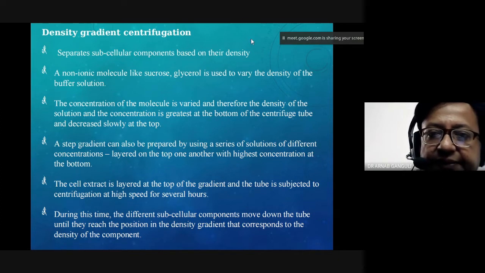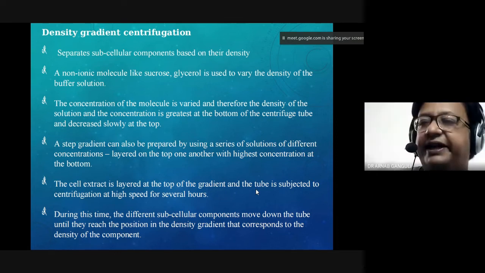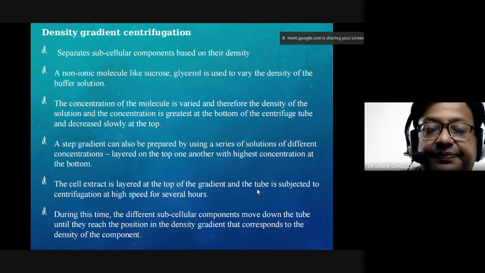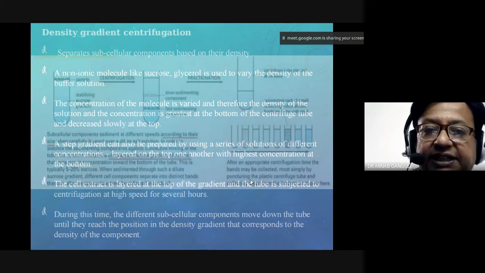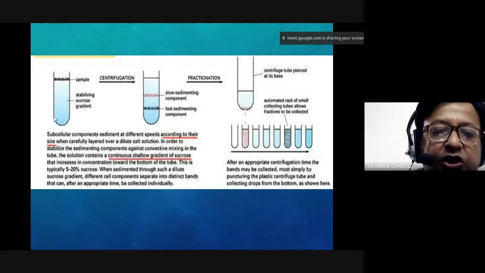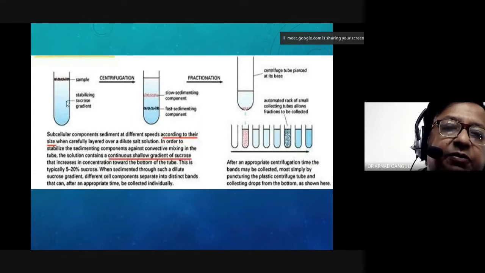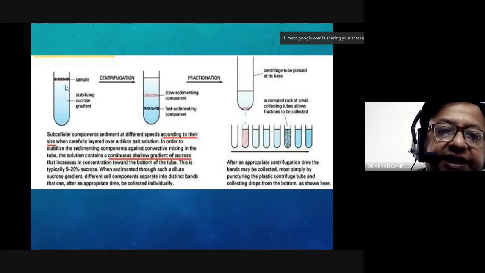Okay, can you hear me? Yes, sir. So centrifugation means you rotate them at high speed. If you rotate them at high speed, you will see. So this is the sample, your cell extract. This is a sucrose gradient. And below you have the highest gradient, and gradually it becomes low till the top. The blue color becomes less gradually.